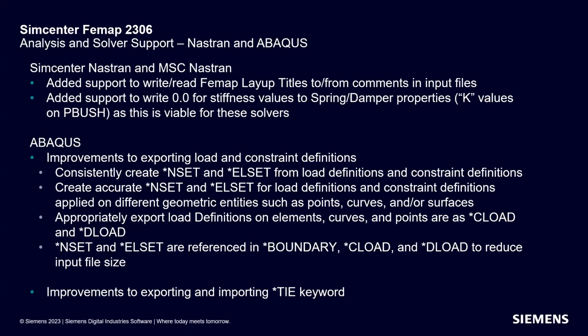And then we just added a number of things for Abaqus. When we write an Abaqus file, we're writing it out more as it would typically look from something like Abaqus CAE. The whole idea with both 2306 and moving forward into 2401 and beyond is to read and write Abaqus files that look more like typical Abaqus files than we created before. Oh, and also made improvements to exporting and importing the star tie keyword.